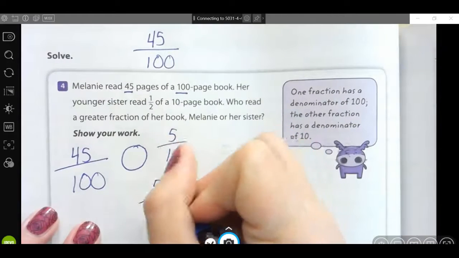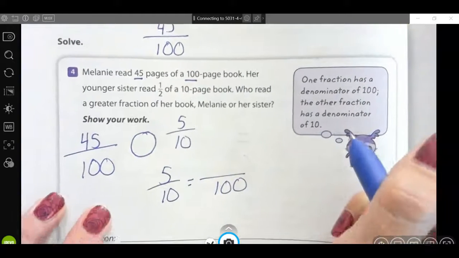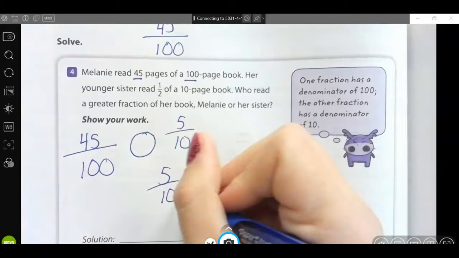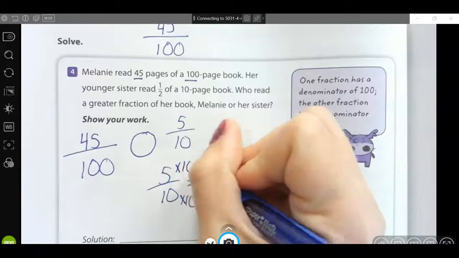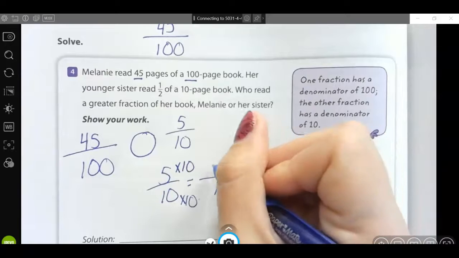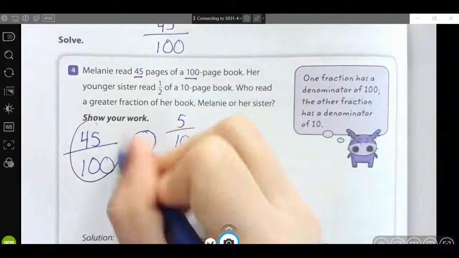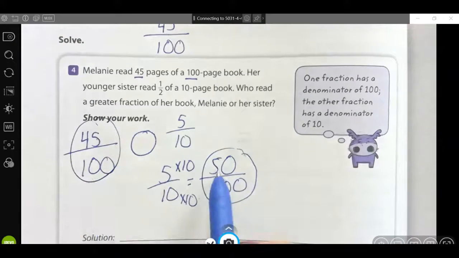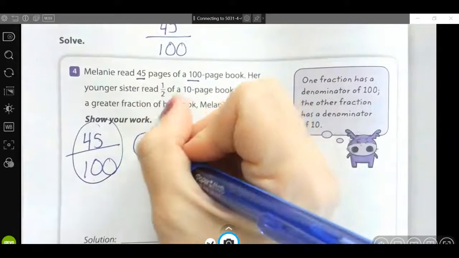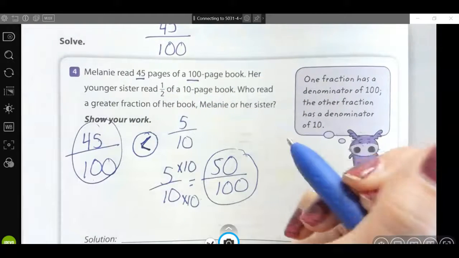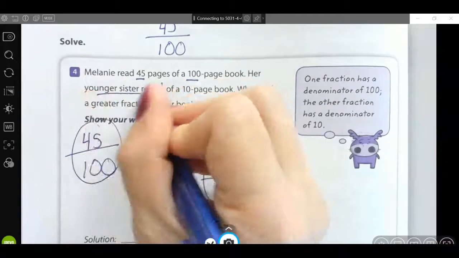5/10 needs to be an equal fraction with 100 as a denominator. 10 times 10. Okay, so 10 times 10 gets us 100. So whatever we do to the top, we do to the bottom, and vice versa. So 50. So our two fractions that we're comparing are 45 100ths and 50 100ths. Which one's greater? 50 100ths. So who read more? Mina. The younger sister.